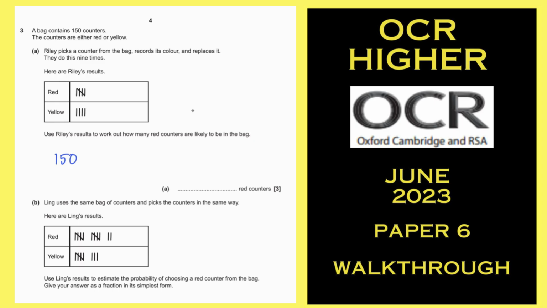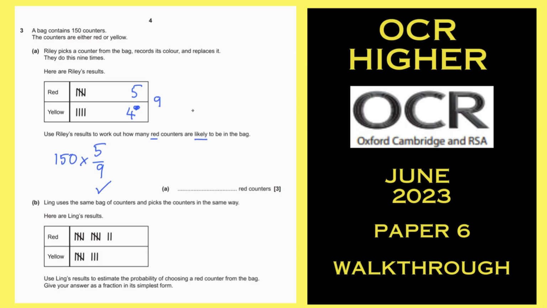So as you can see, in Riley's results, got 5 red, 4 yellow, 9 in total. Use Riley's results to work out how many red counters are likely, because this is an estimate, an educated guess, how many are likely to be red. Well, based on Riley's experiment, 5/9 of means times, and there you go.